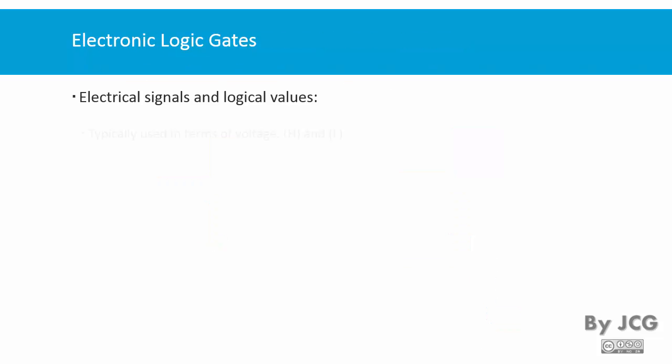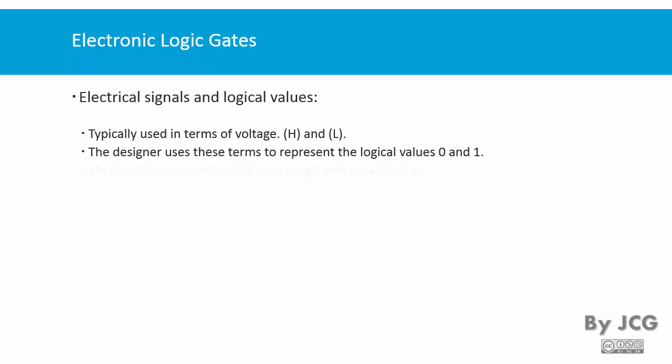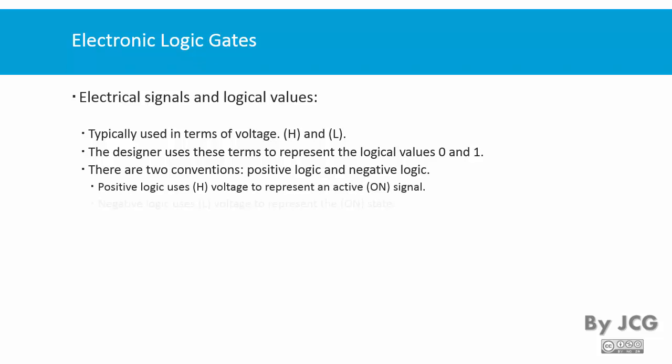When we have electrical signals and logic values, you know already that we typically use terms in respect of voltage, H and L, which stand for high and low. We usually use these terms to represent the logical values 0 and 1. There are two conventions, as I have already explained to you. The positive logic uses the high voltage to represent an on signal, and the negative logic uses the low voltage, or 0, to represent the on state, or the active state.